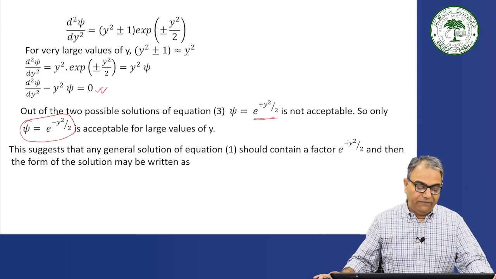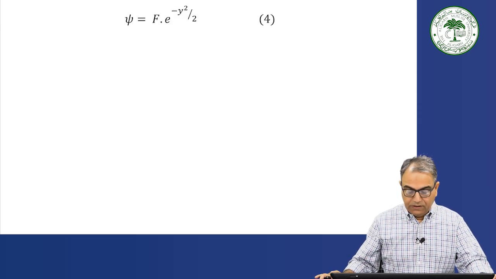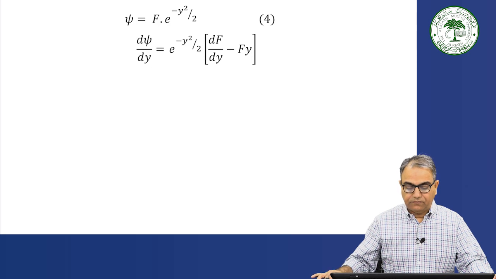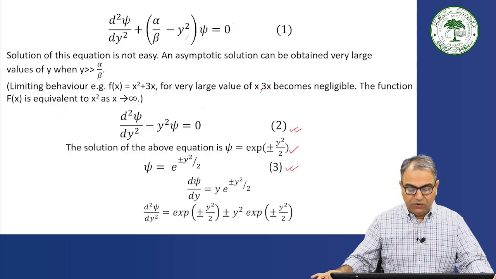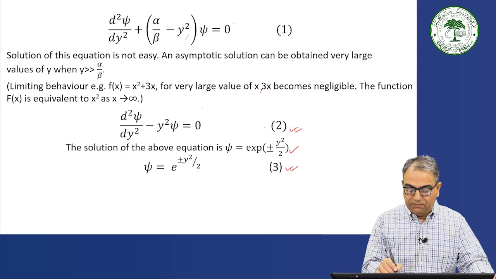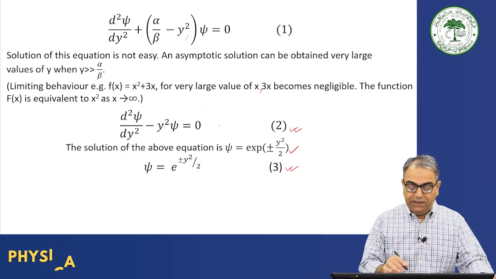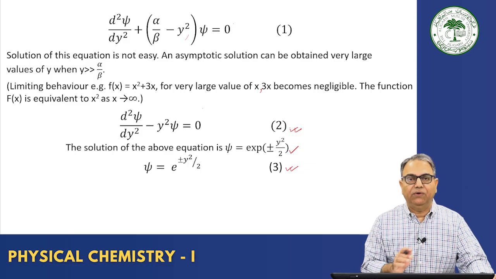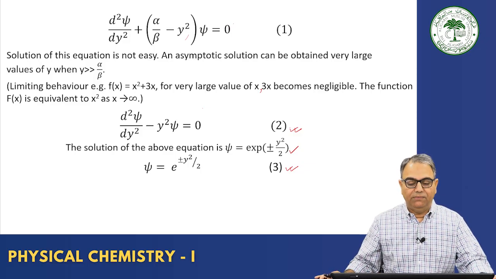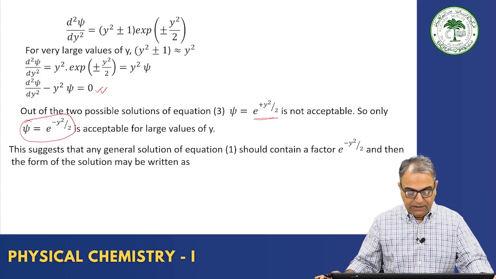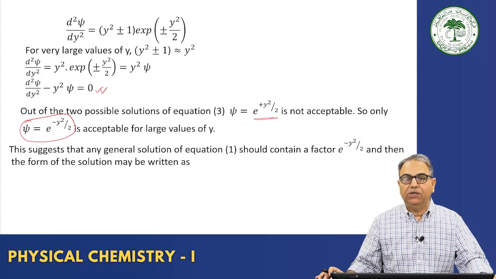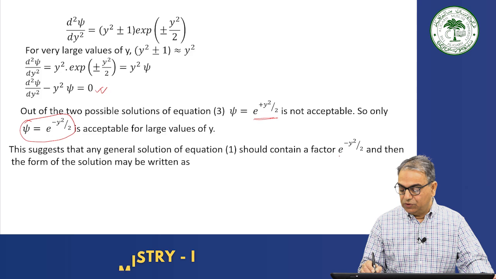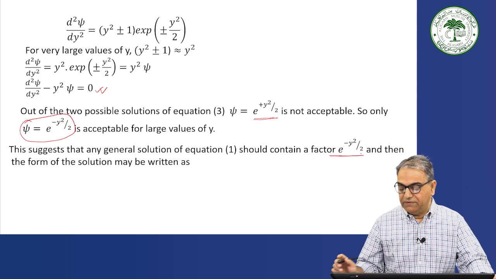And if it is a solution of equation number 2, we have found that the solution is exponential minus y square divided by 2. It means that any solution of equation number 1 which we actually require must have this term exponential minus y square divided by 2. This is the only conclusion which we can draw. In what form, what will be the solution, that we will see, but we say that the general solution of equation number 1 should have a factor exponential minus y square divided by 2.